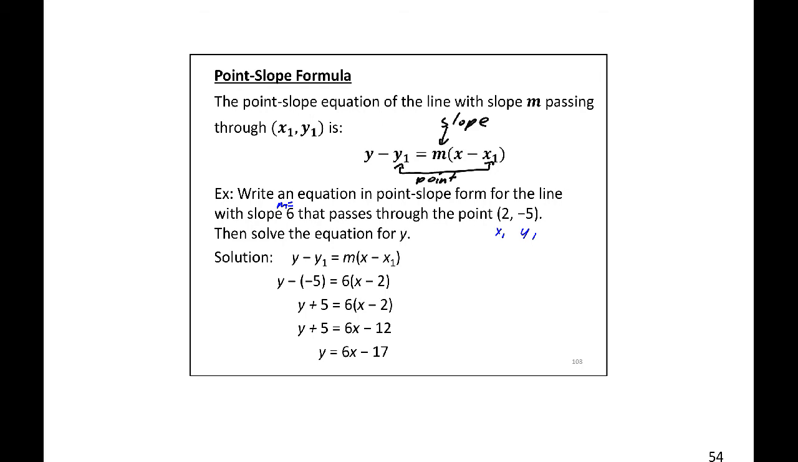Then we would distribute 6 times each of these to get 6x minus 12. And we can change the signs here. Then we subtract 5 from both sides to get y equals 6x minus 17. Now let's do a few examples of our own.